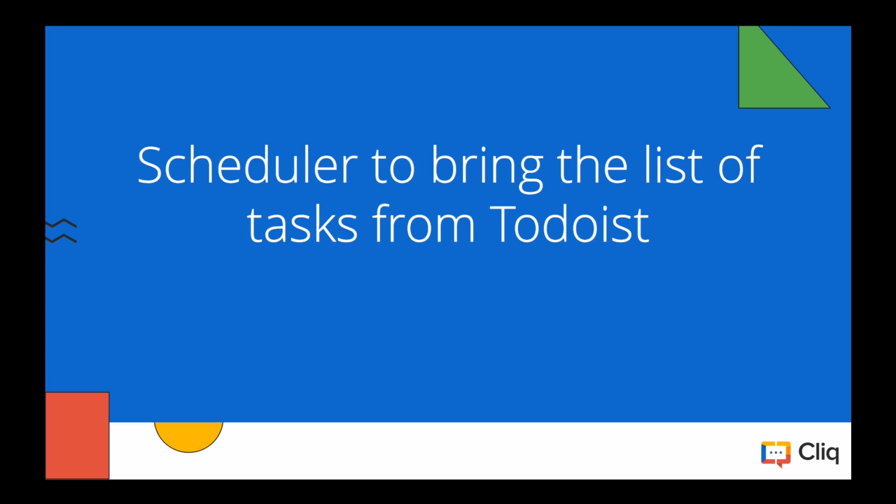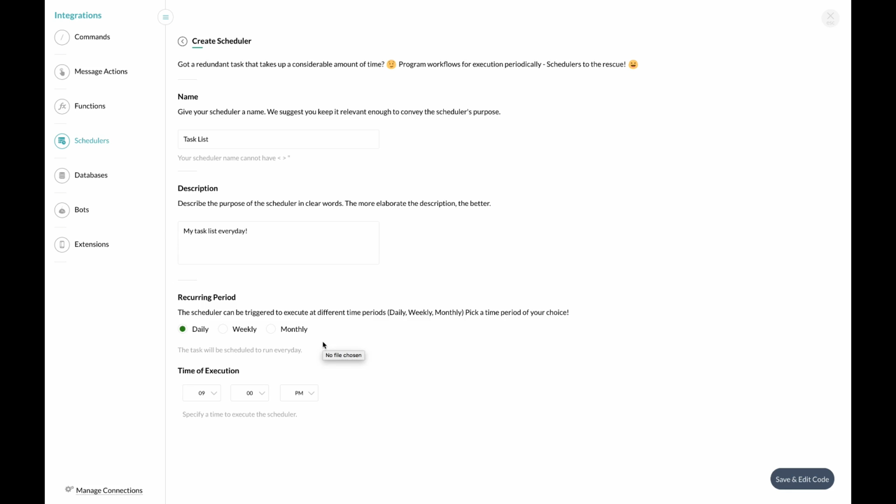The scheduler will be executed every day to pull up the list of pending tasks from my task list in Todoist. The message posted will have an option to mark the task as complete, or if you want to view the task in detail, then there is an option to directly redirect me to the task list in Todoist. So let's get started creating the scheduler now.